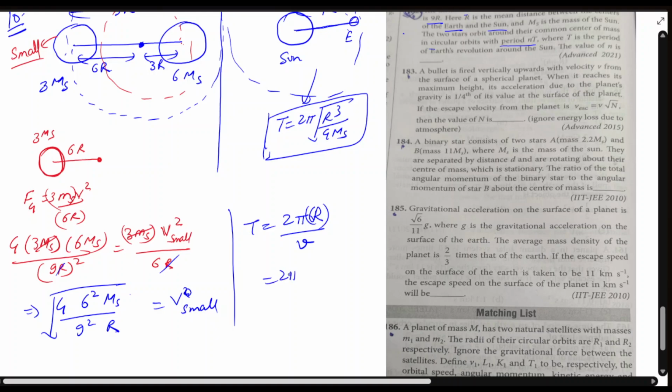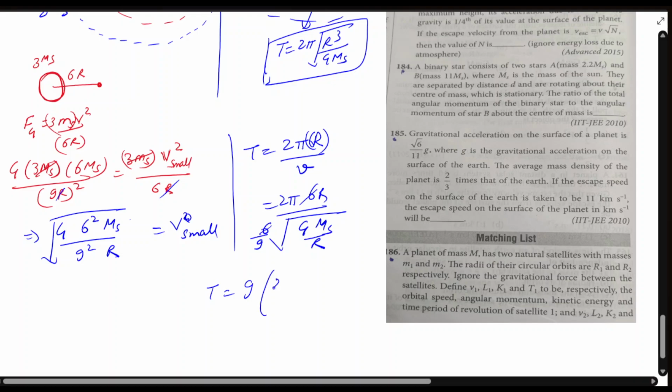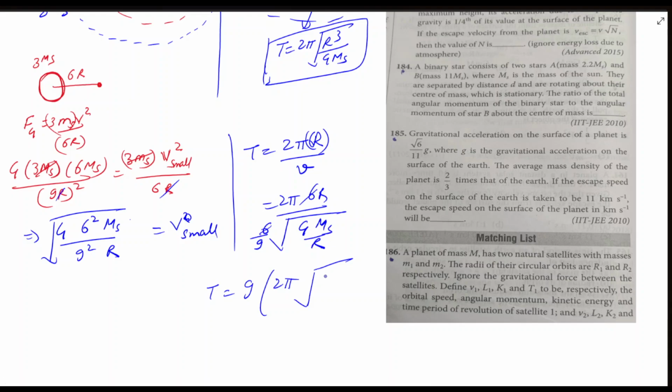So we'll just put this in. So it will be 6r, and v will be the root. So this 6 will come out, right? So it will be 6 upon 9 GMs upon r, right? Perfect. So we have the time period: this 6 will get cancelled, 9 will go up, and we have 2 pi root, this will go inside. So yes, it will be r cube upon GMs, right?